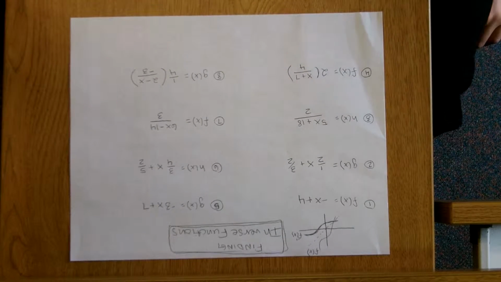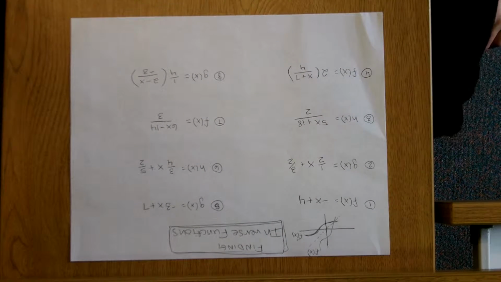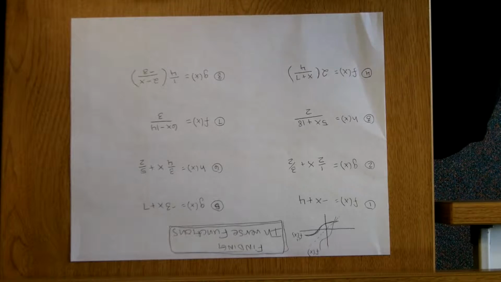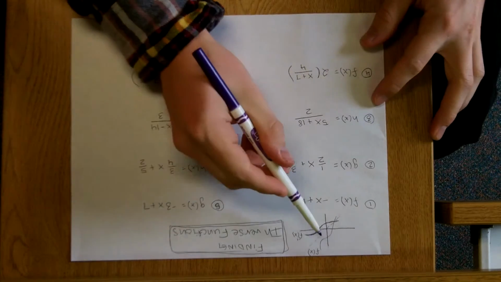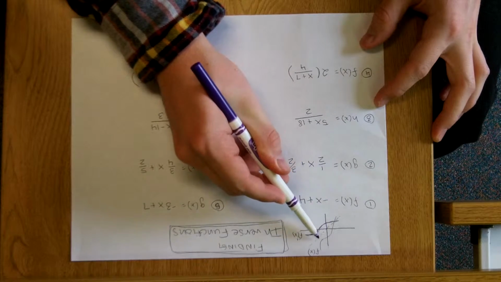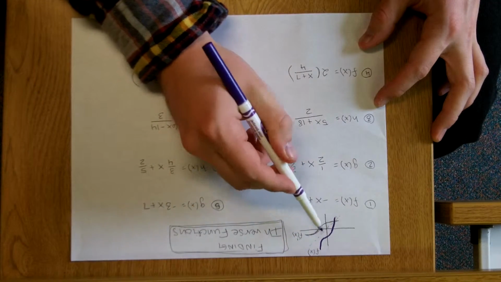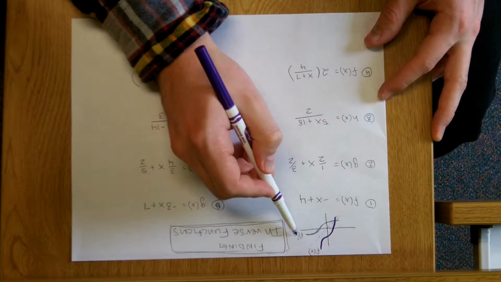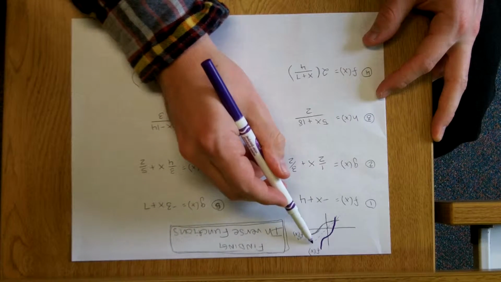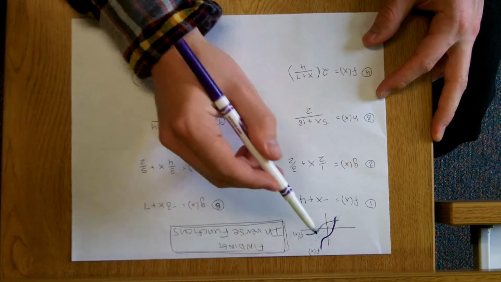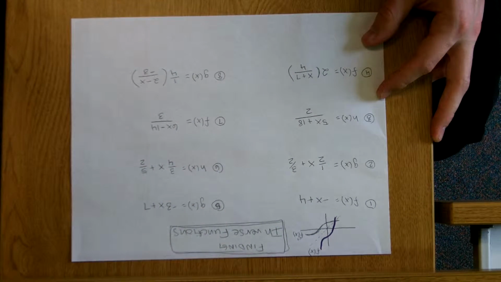Hi everyone, today we're going to be talking about finding inverse functions. Inverse functions have this relationship to the original function where they're flipped over the line y equals x. So here I have my original function in purple, and the inverse f negative 1 of x is flipped over this line y equals x. So it has that symmetry about it right there.